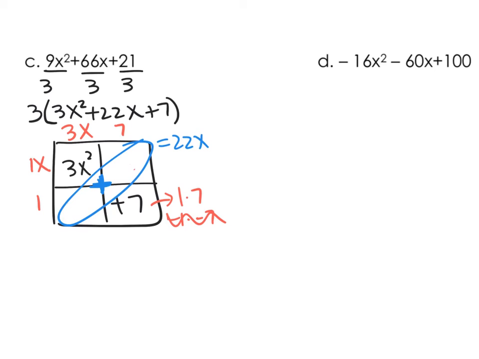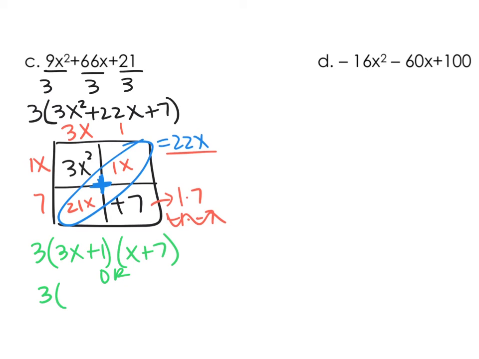Let's see if I switch the 1 and the 7 around, if that helps me out. So let's put the 7 here and the 1 there. So 1 times 1x would be a 1x, and 7 times 3x would be a 21x, which does make my diagonal add to be that 22x. So I have to write my answer. Now remember, we took that GCF out in the very beginning. So we need a 3 out front. And then we had a 3x plus 1 and an x plus 7. Or you can write this the other way. 3 still out front, x plus 7, and 3x plus 1.